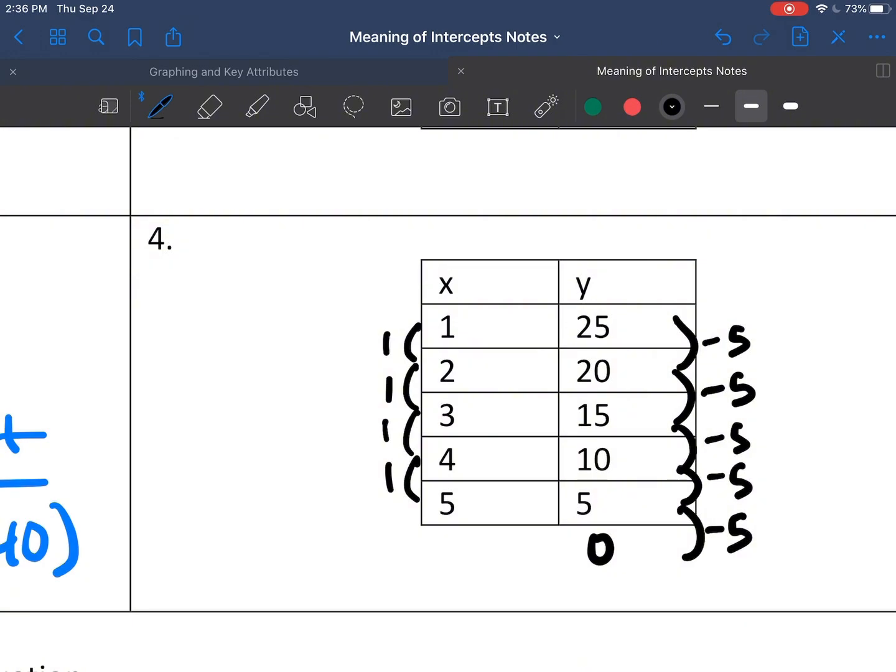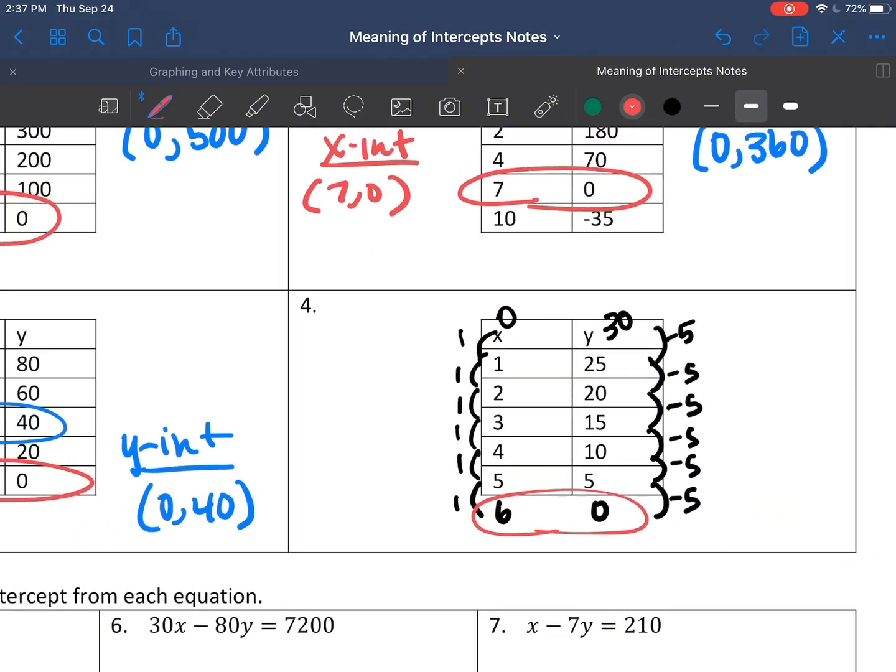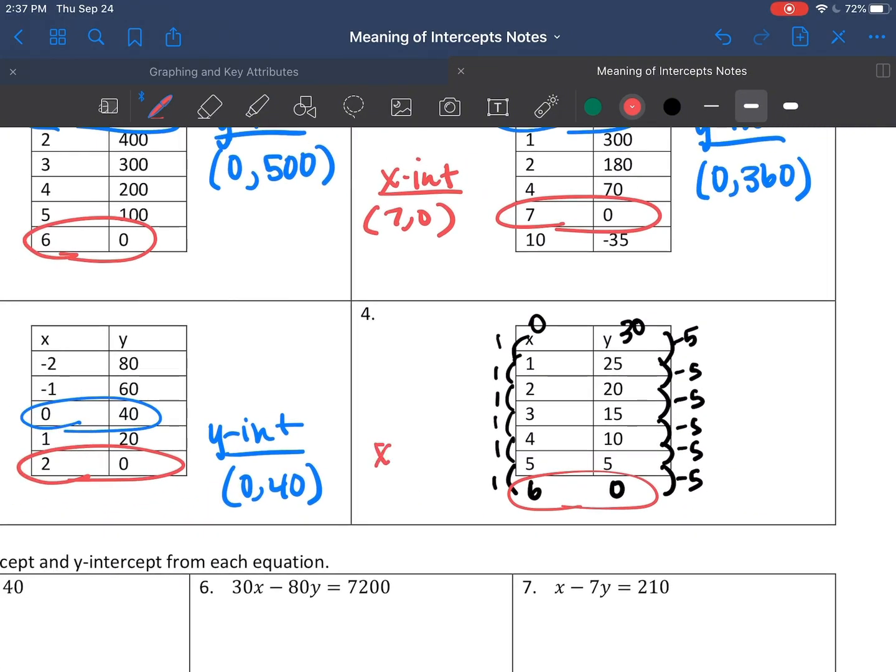So if I keep going, I would get 0 right here because 5 minus 5 is 0. But then that would mean x increases by 1, giving us 6. Same with the other direction. That would mean up here we would have 30 because 30 minus 5 would give me this 25. And then I would have 0 for the x. And so here's my x-intercept.